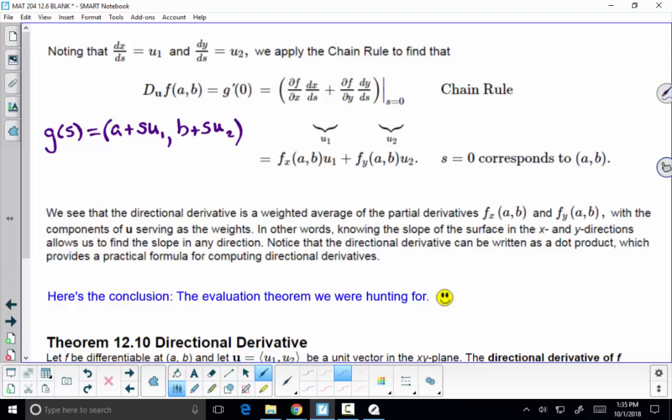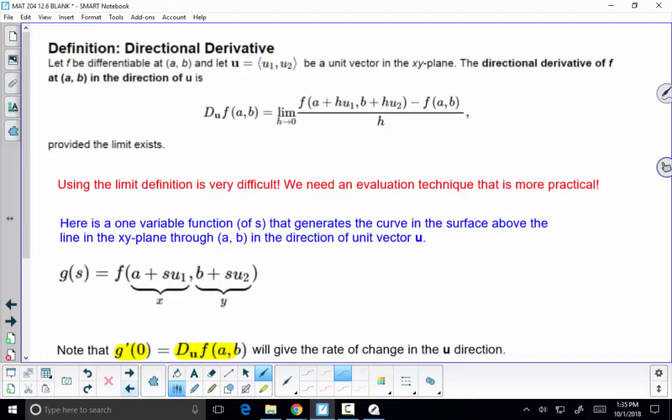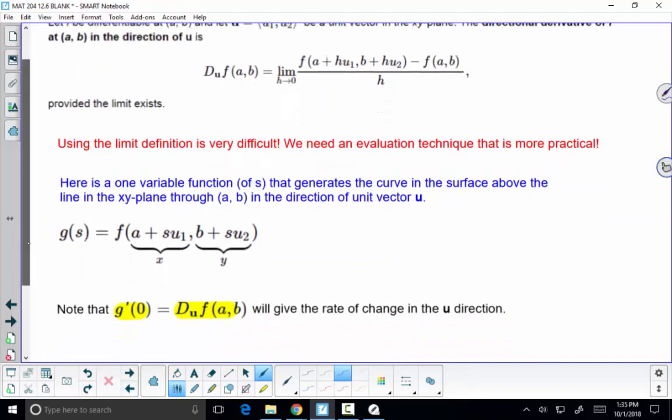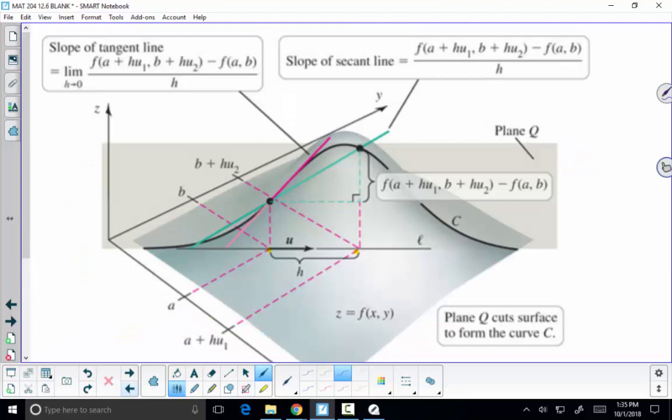What are a and b? Those are the points that are down in the domain. They're just constant. So yes, there's a constant point. That's (a, b) right there. So that's a constant down in the domain. That's where we're trying to find the derivative at. So there's our a comma b right there. So we're getting closer and closer to a comma b along the line that contains vector u.